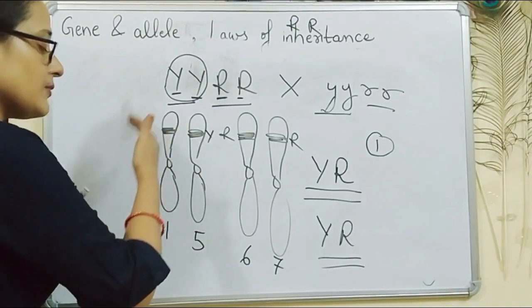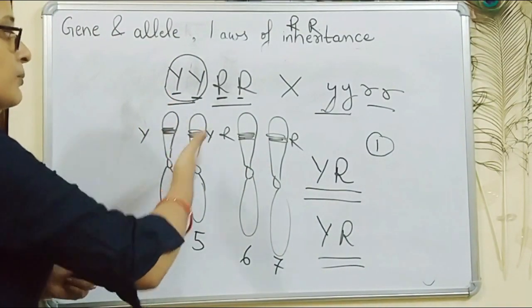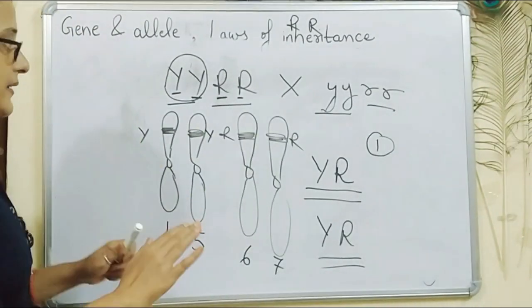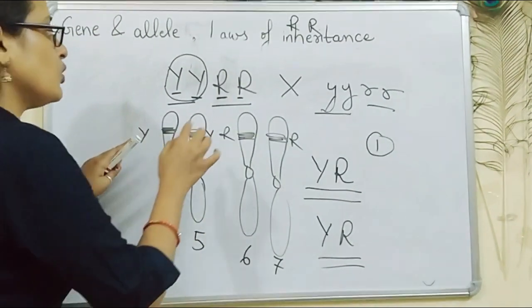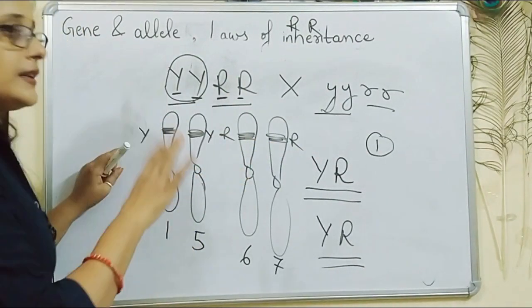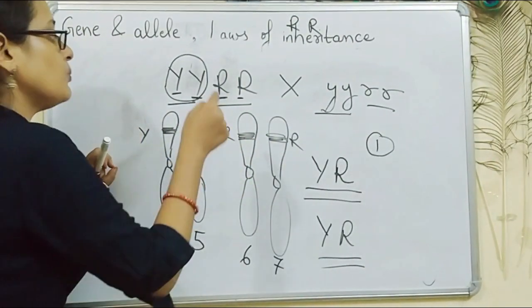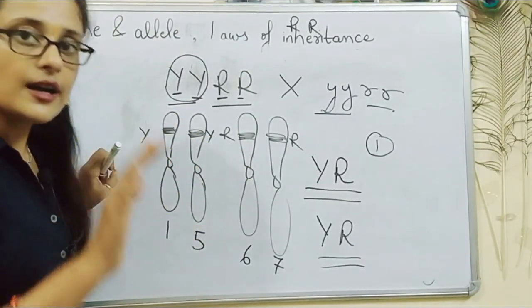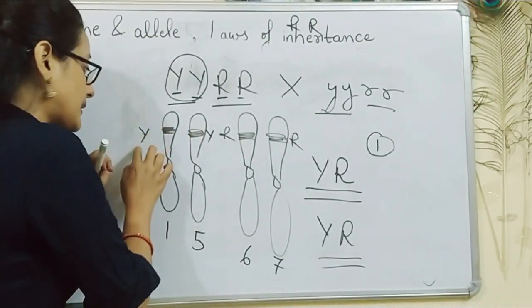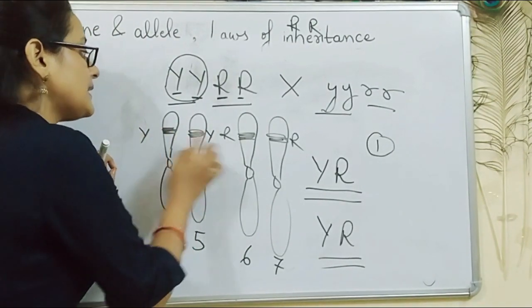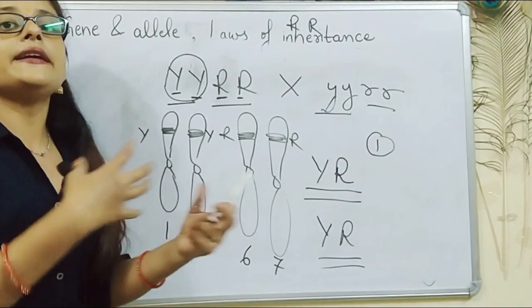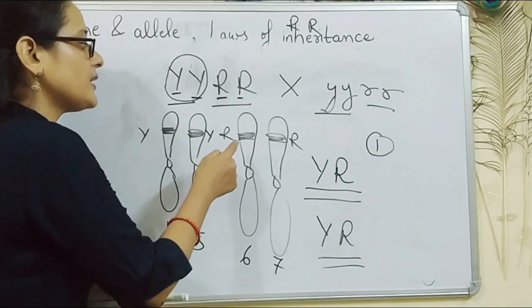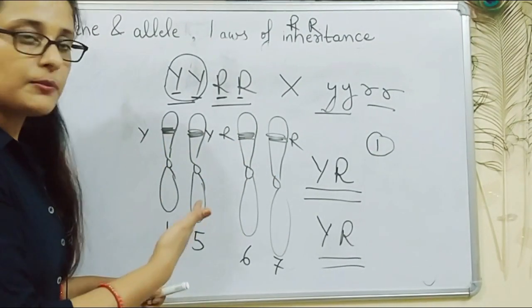So when gamete will be formed, when chromosomes will move, they will move independent to each other. That is, there is no fixed pattern. That is, capital Y can move with capital R or this small r. It is not fixed that only capital Y will move with this capital R. There is no fixed pattern. This is called as law of independent assortment. That is, when the gametes are formed, the alleles can assort, that is mix independently. This capital Y can move with this capital R, or this capital Y can move with this small r. Any probability can be there.